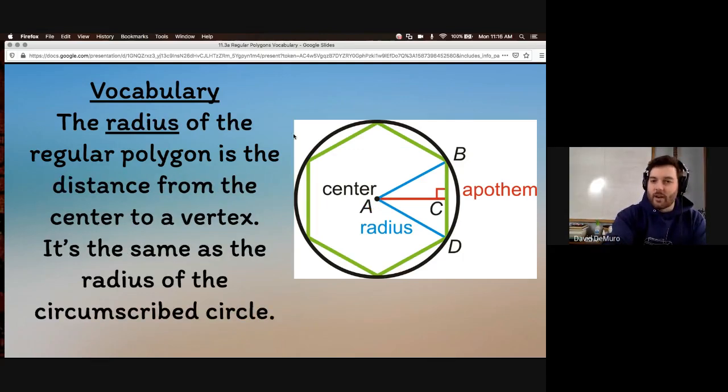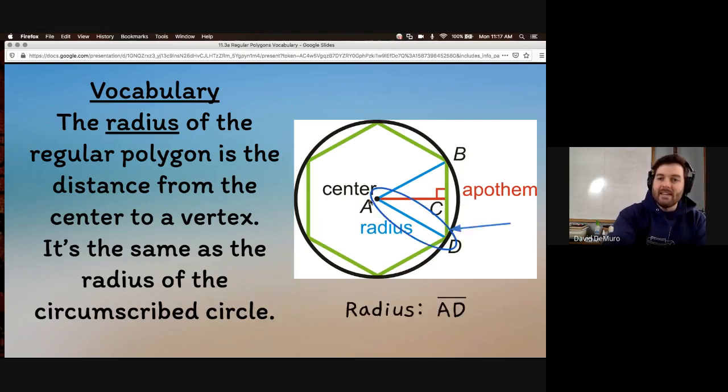The radius of a regular polygon is the distance from the center to the vertex, so one of the vertices. It also happens to be the same as the radius of the circumscribed circle. So in this example, segment AD is an example of a radius because it starts at the center and ends at a vertex. And it also happens to be the radius of this circumscribed circle. We can also talk about the radius as if it were the distance. So if segment AD maybe had a distance of 10 units, then we would say that the regular polygon has a radius of 10.